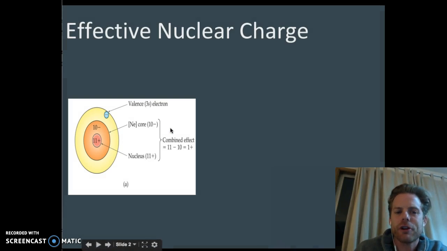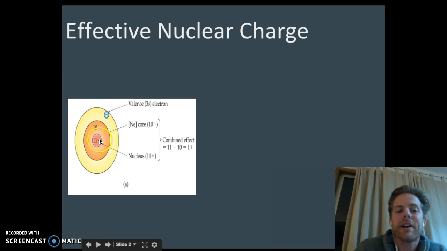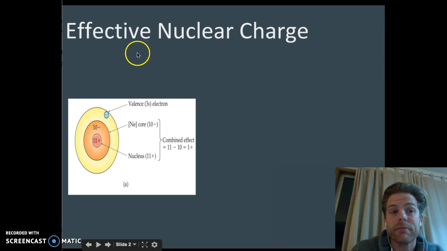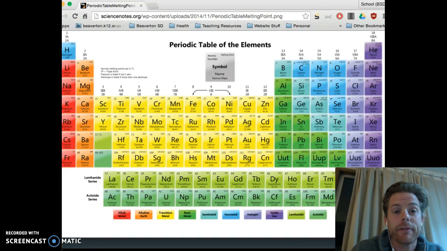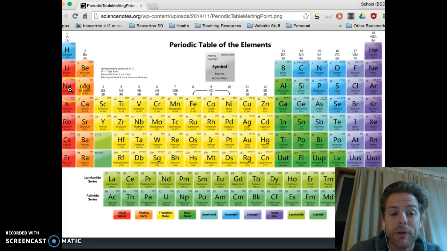Effective nuclear charge. All right, so we're going to be talking about an atom here. And this atom is going to have 11 protons. So if it has 11 protons, what atom is it? Anyone? Anyone know what atom it is? Come on, you in front. Awesome. Let's look at number 11. It is sodium. So we're talking about sodium right here.